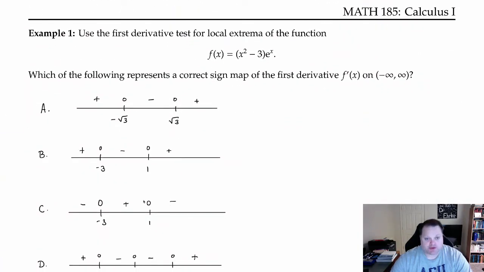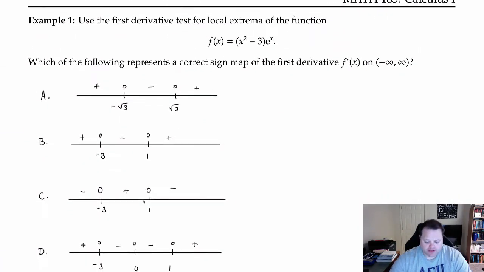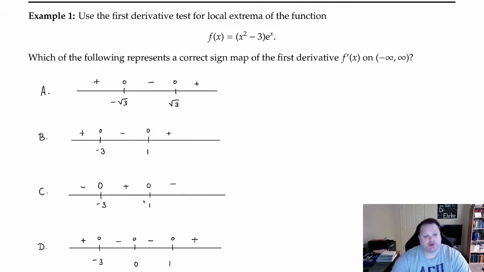All right, so let's start with this first example. This is a chance for you to try it out and see if you understand what's going on here. What I have is the function x squared minus 3 times e to the x, and I would like you to tell me which of the following choices is a correct sign map of the first derivative.